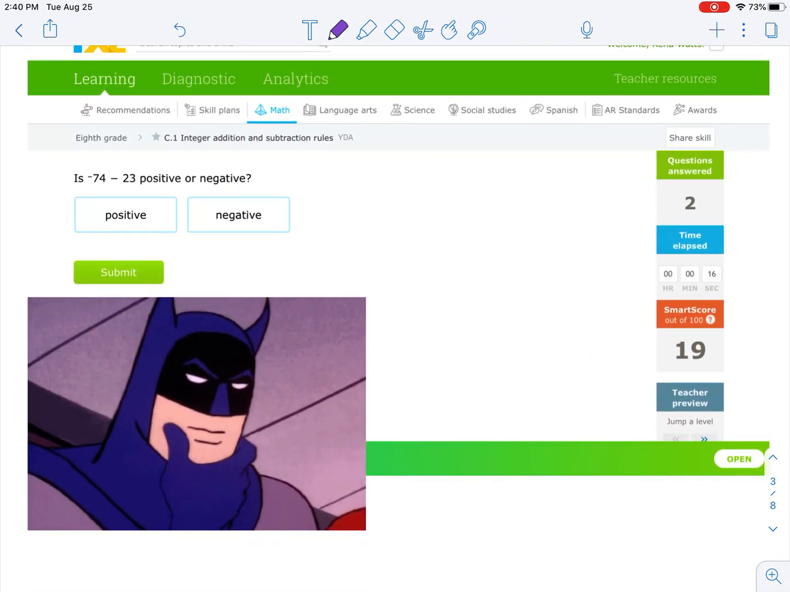Okay, so for this one, if you would like to, you can look at it like this and think about the 74 being negative and the 23 being negative, or if you'd rather, you can think of it like this. -74 minus 23 is the same thing as -74 plus -23. See how I've just taken the sign and made it stick to the number? Okay, so these two things are the same. They mean the same thing.